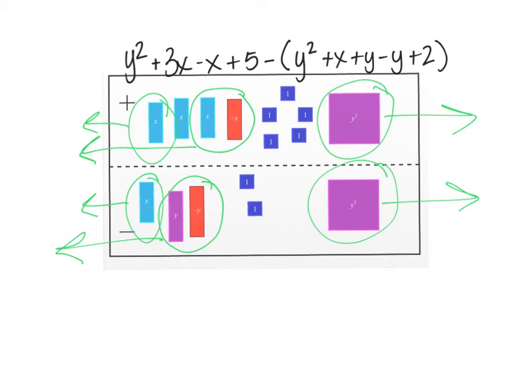And finally, I have some unit tiles. I have 2 unit tiles right here, and I have 2 unit tiles right here. They are same tiles in opposite regions, so they make a 0 pair and can also be removed from the map. What you are left with now would be your simplified expression. So if I look at what is left here, I have an x tile in the positive region and 3 unit tiles. So my simplified expression is x plus 3.